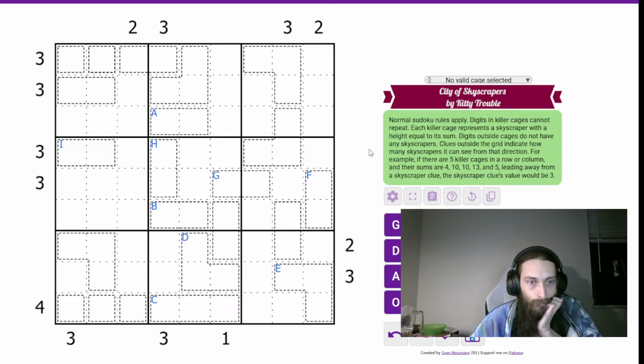21 minutes and we've gotten very little. Yeah, this puzzle's hard.